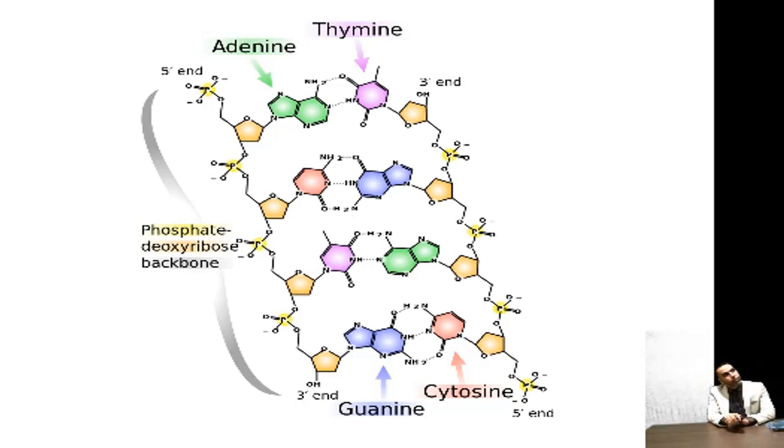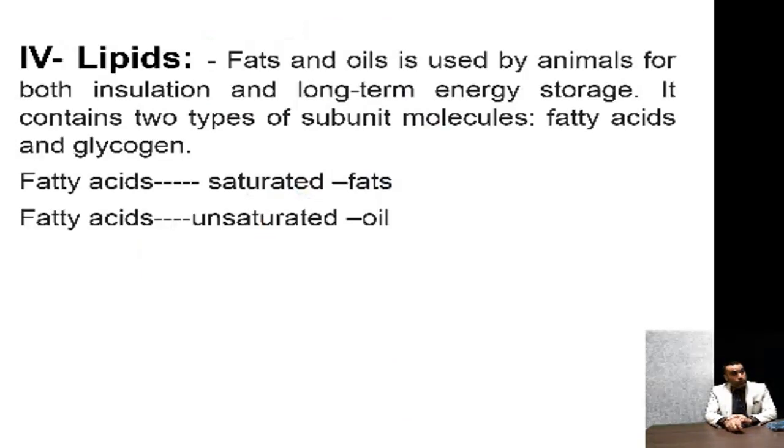We can see how adenine and thymine interact with each other using two hydrogen bonds, and we can see here between the guanine and cytosine, using three hydrogen bonds to interact with each other.